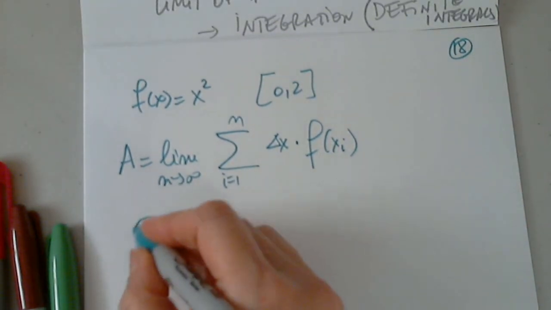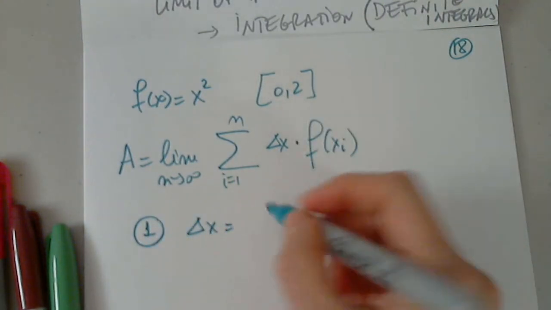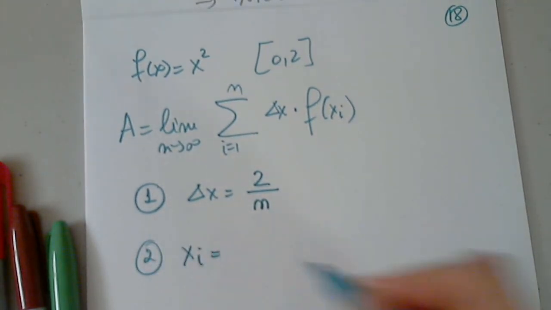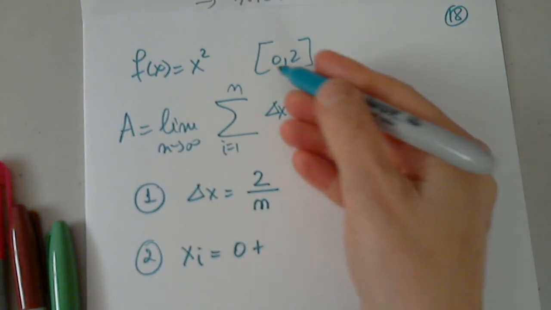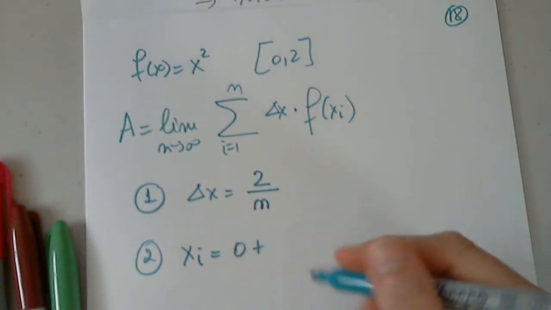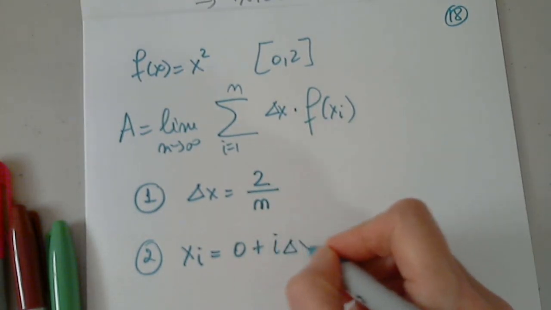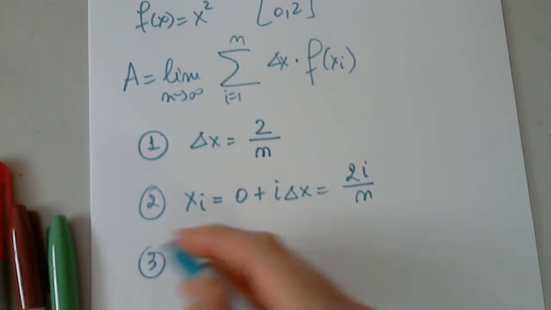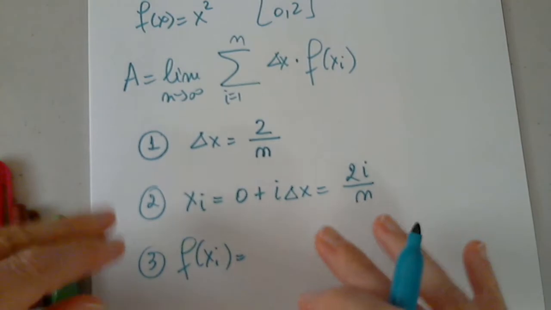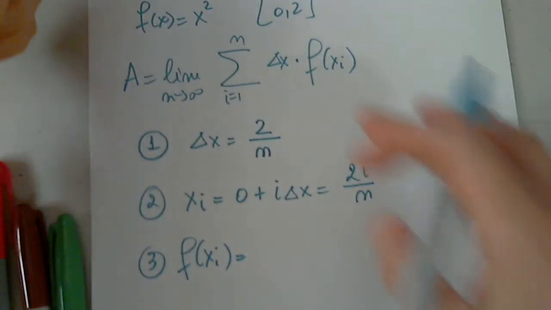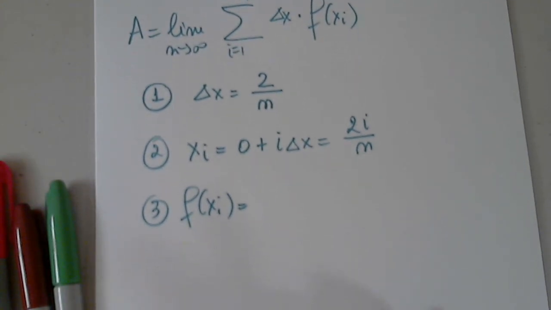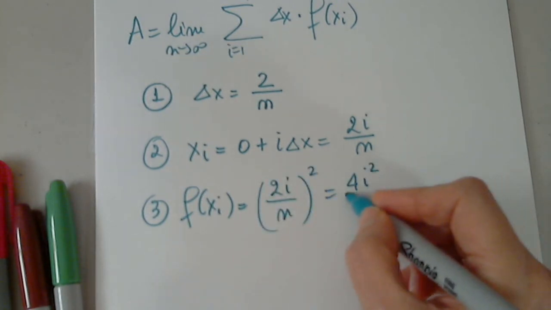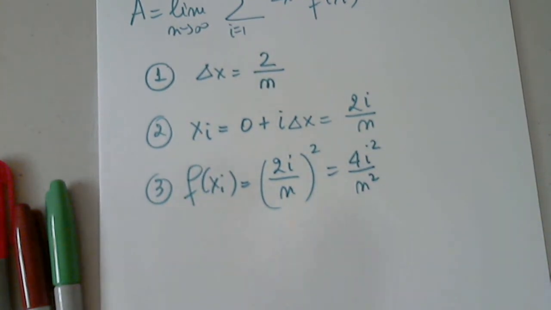I need three preps. Prep number 1 is delta x, which is 2 minus 0 divided by n. Prep number 2 is xi, which is always the initial value, 0 here, plus i delta x, so that will be 2i over n. And the third prep is f of xi. I need to have all these prepared before I put them in, because otherwise there is going to be no end to the calculations. So, nice: 2i over n, everything squared, 4i squared over n squared. Now I have all the preps.